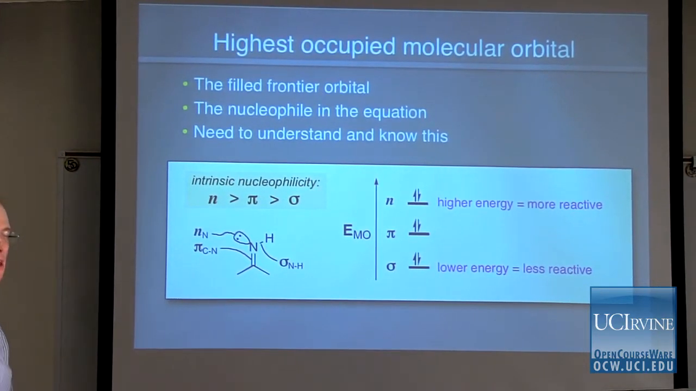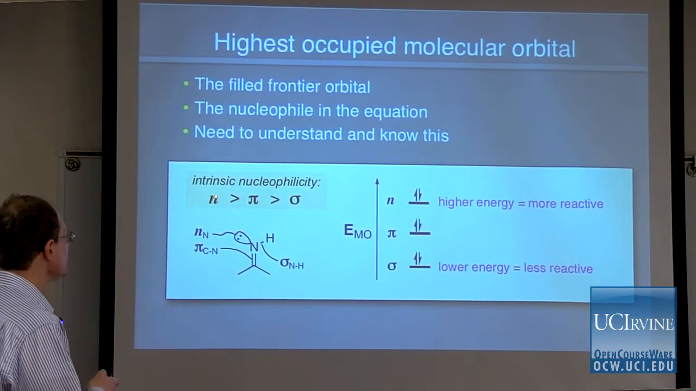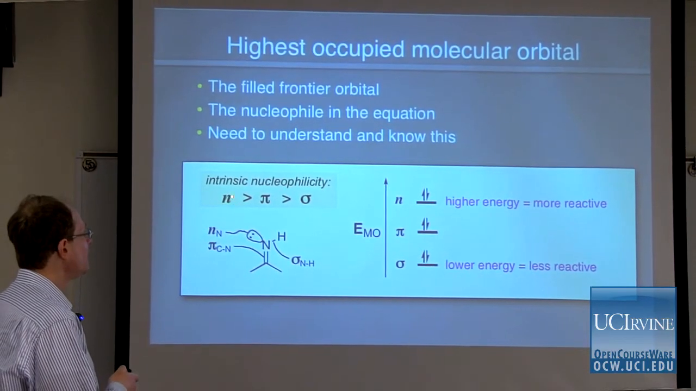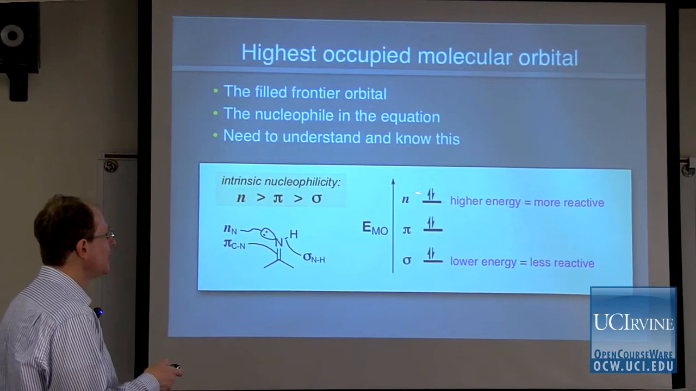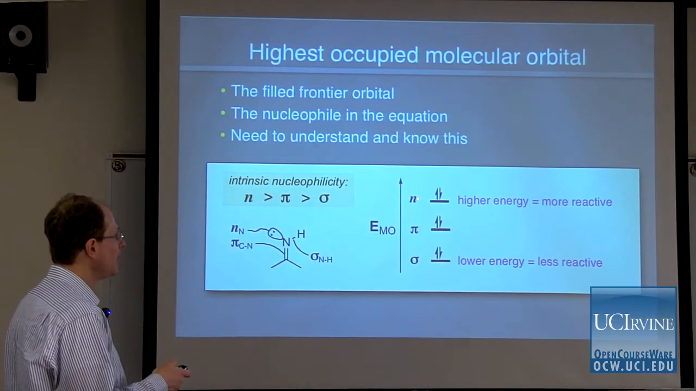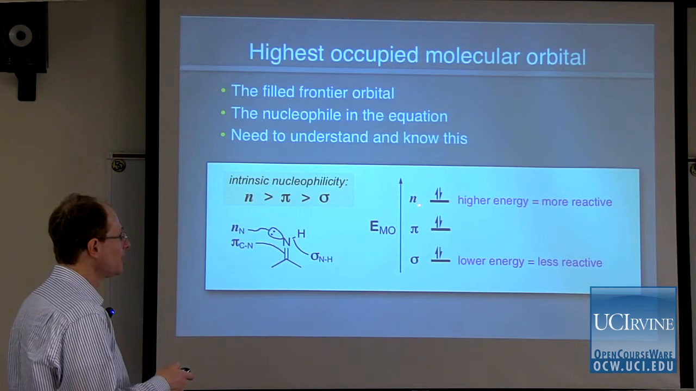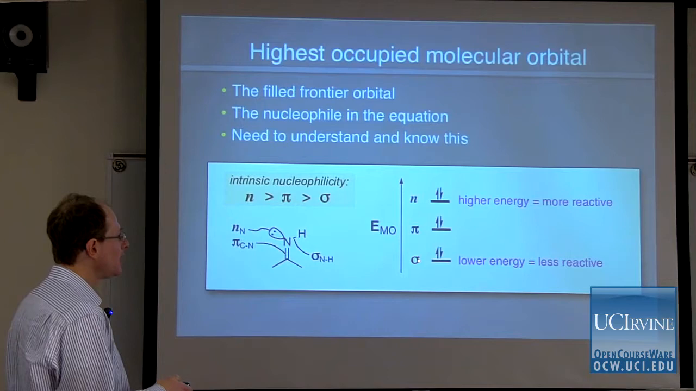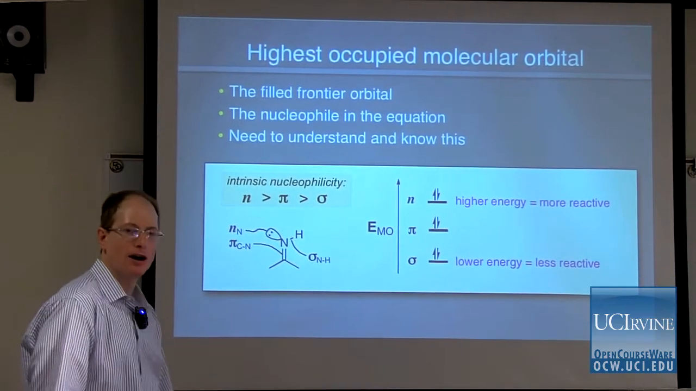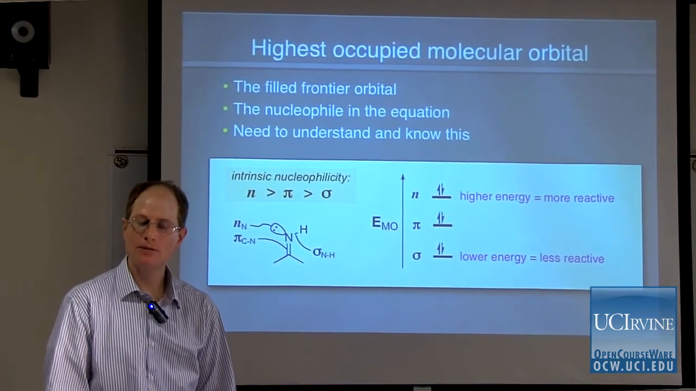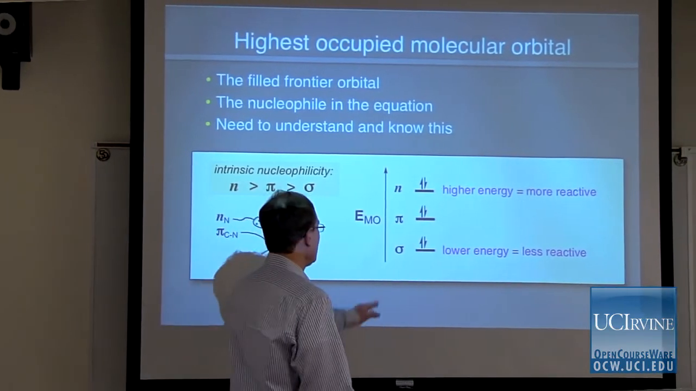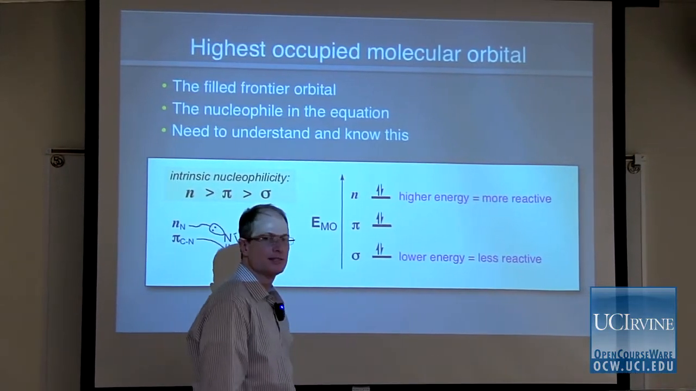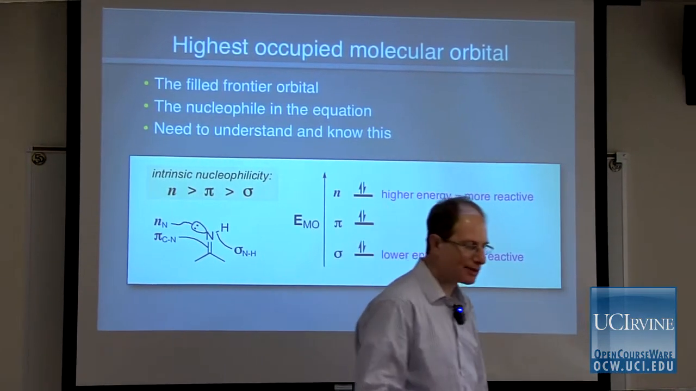Now, the intrinsic nucleophilicity is governed by the energies of these molecular orbitals, where again, the highest in energy is the n, the non-bonding molecular orbital that has the lone pair, and the lowest in energy are the electrons of the sigma or single bonds. To reduce it down to simplest terms, we're never really going to be seeing reactions that start with sigma bonds. It just doesn't happen in chemical biology.